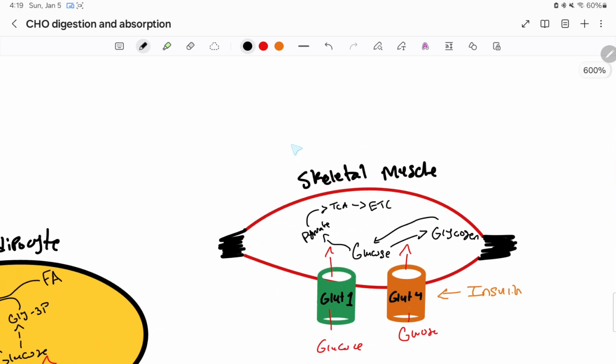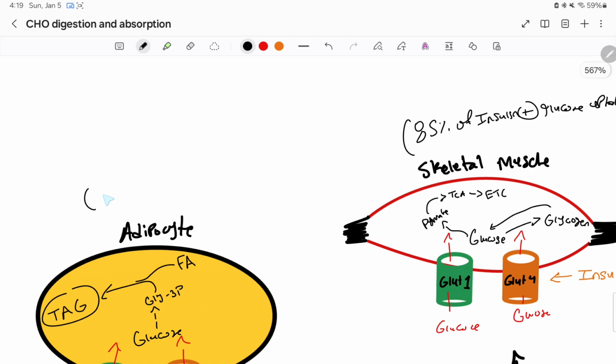And in fact, 85% of insulin-stimulated glucose uptake is done by the skeletal muscle, okay? And about 5% of the insulin-stimulated glucose uptake is done by the adipocyte, okay?